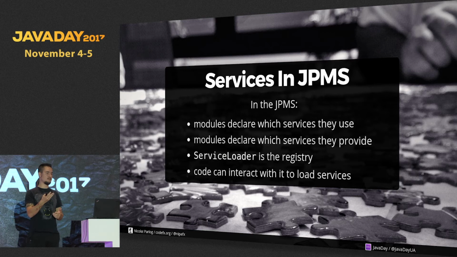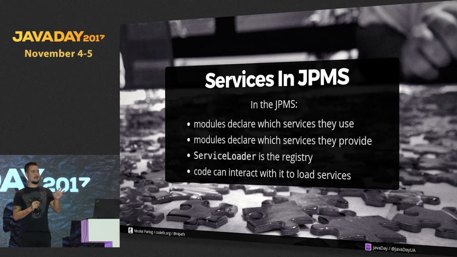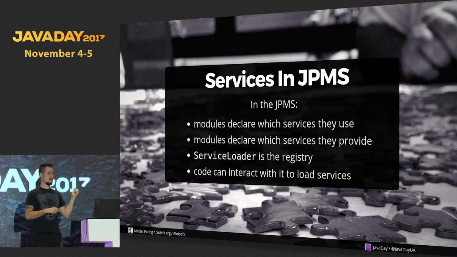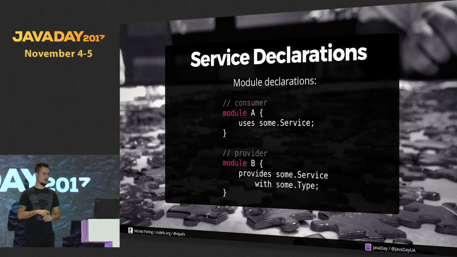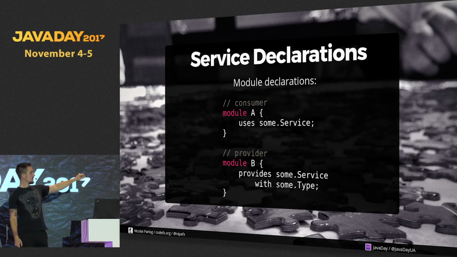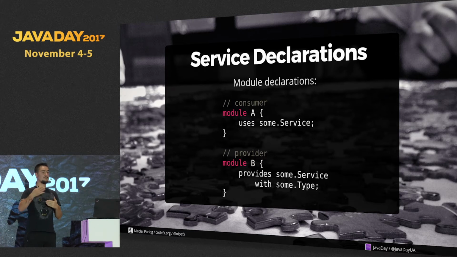But the module system makes it very prominent, because modules can declare that they use a service, or they can declare that they provide a service. And then you use a service loader to load those. And this is how it looks. A will say it uses some service, fully qualified class name. And the providing module will then say, I provide that service with this concrete type. Then there are a couple of requirements that type has to fulfill. The easiest one is it has to implement the service. It has to have a parameterless public constructor.